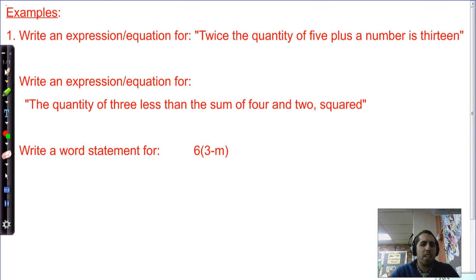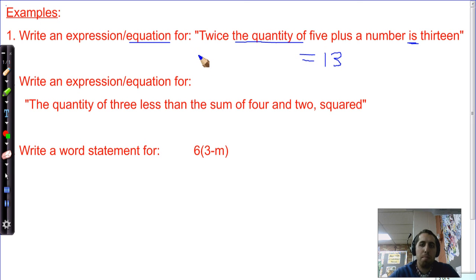So the first says, write an expression or an equation for the phrase, twice the quantity of 5 plus a number is 13. So some things to pick out right away, and hopefully you see this, is the fact that we have the word is, so we know that we're actually going to have an equation in this case. And also they use the words the quantity of. So we know that we're going to need some parentheses. But the easiest part to probably write is 13. They're telling us something is 13. Something is equal to 13. So we have that right side done. We've already got that part. But what is equal to 13?